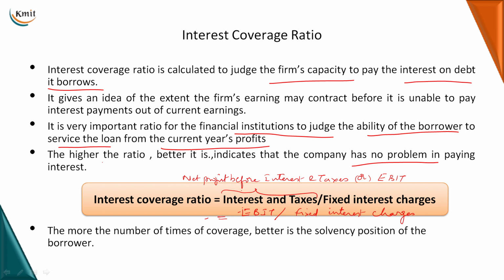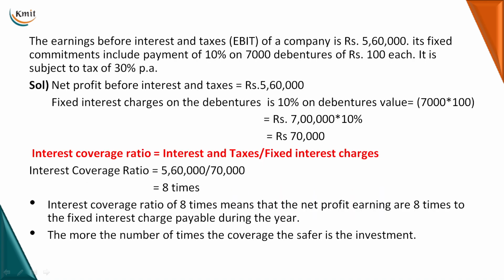The more the number of times coverage, the better is the solvency position of the borrower. So there's a small problem here. The earnings before interest and taxes, that is EBIT, of a company is 5,60,000, and commitments include payment of fixed 10% interest on 7,000 debentures of rupees 100 each. It is subjected to tax of 30% per annum. From this data, we are supposed to calculate the interest coverage ratio.